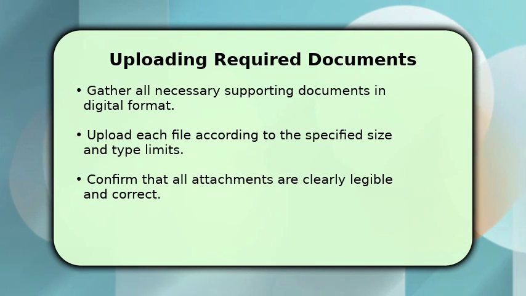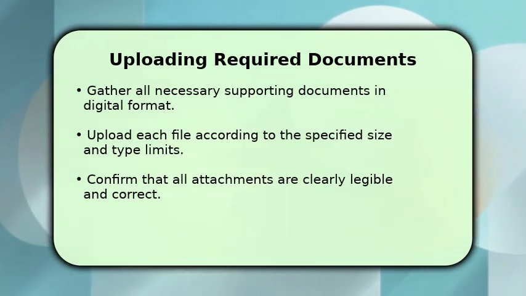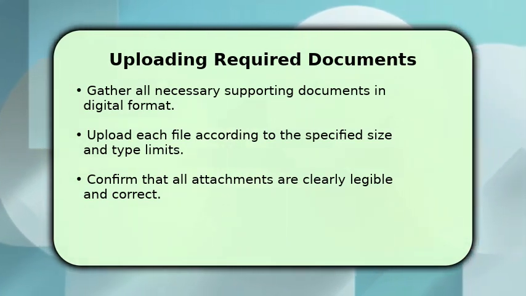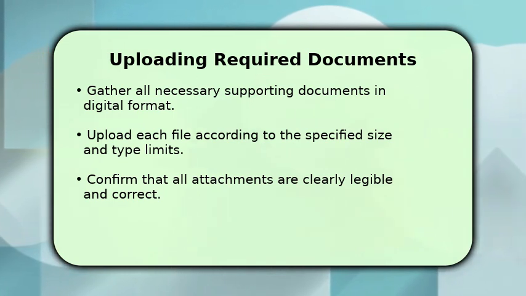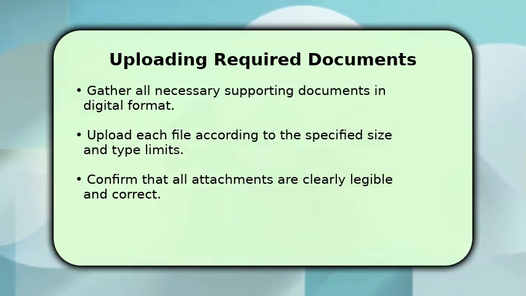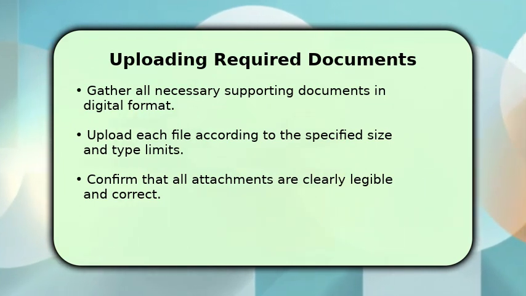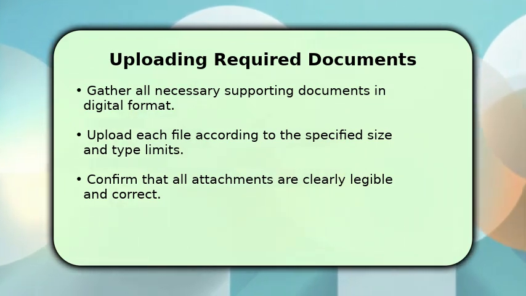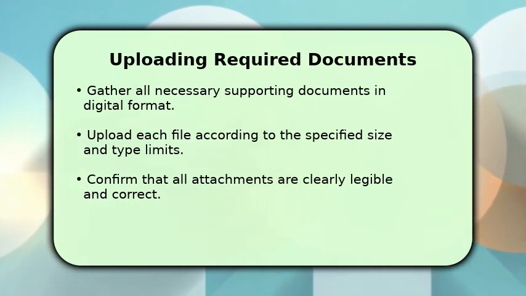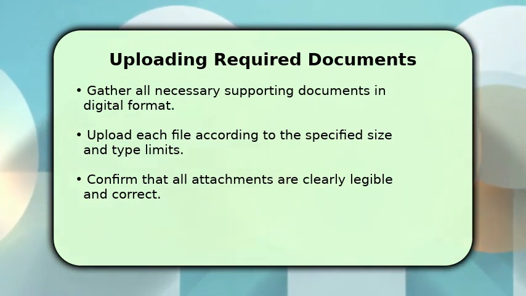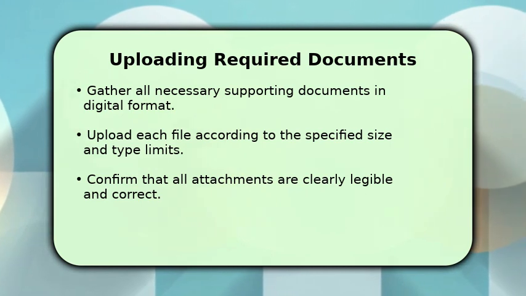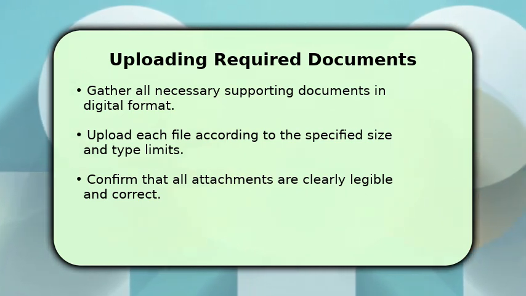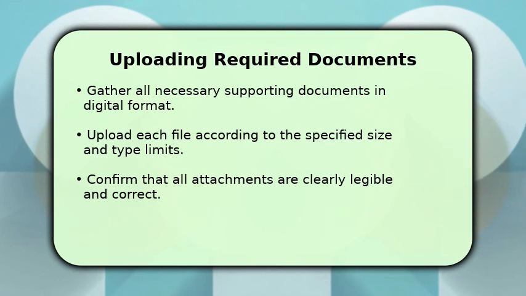Next, you'll likely need to attach supporting documents. Make sure you have all required files, such as identification or financial statements, ready in a digital format like PDF or JPEG. The system typically allows files up to 5 megabytes each. Carefully upload each document, ensuring they are clear and legible. Verify that every required attachment has been successfully added before finalizing your submission.